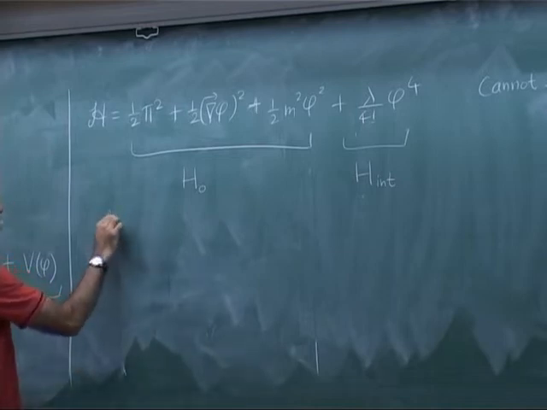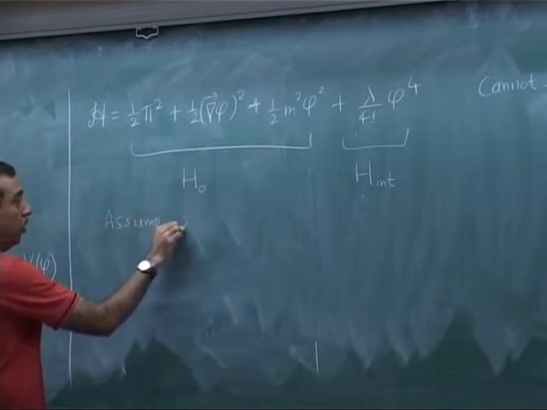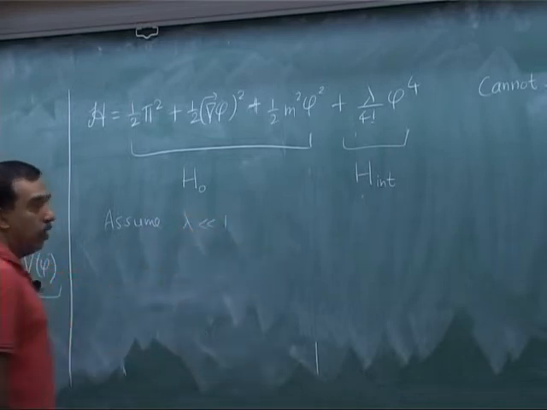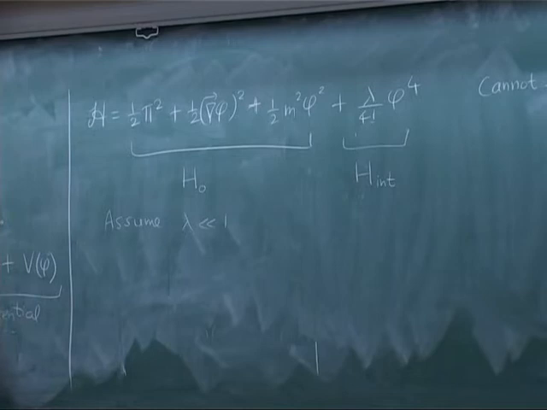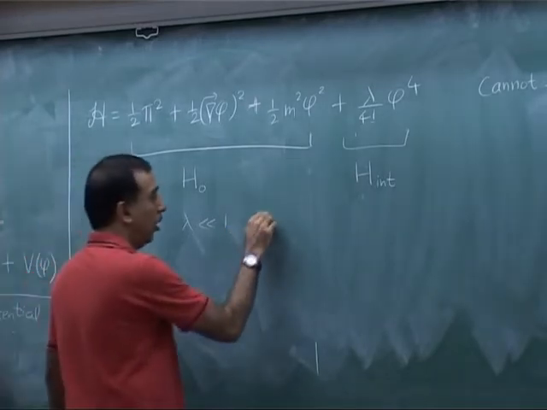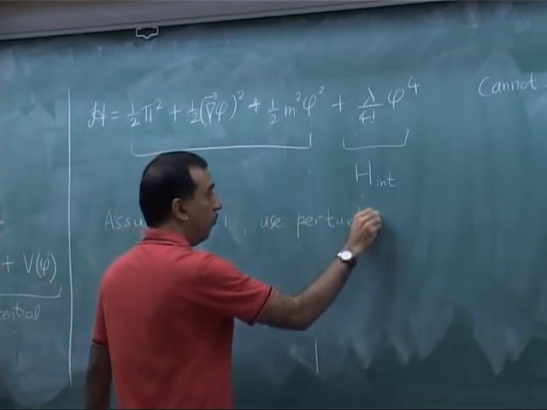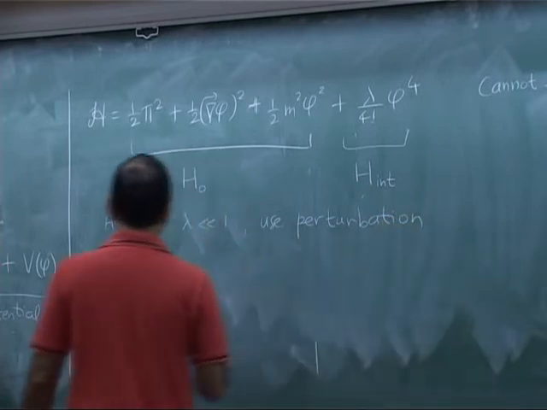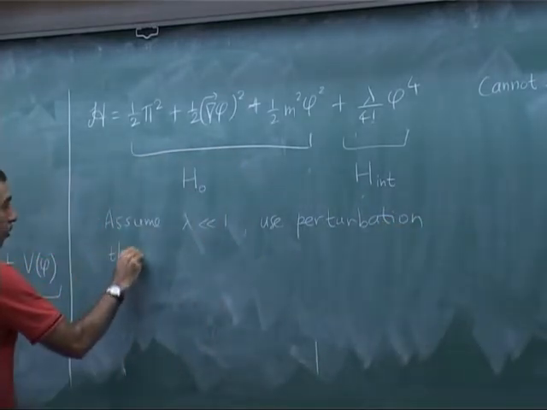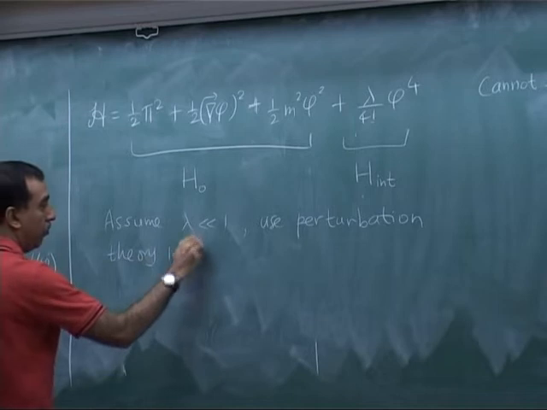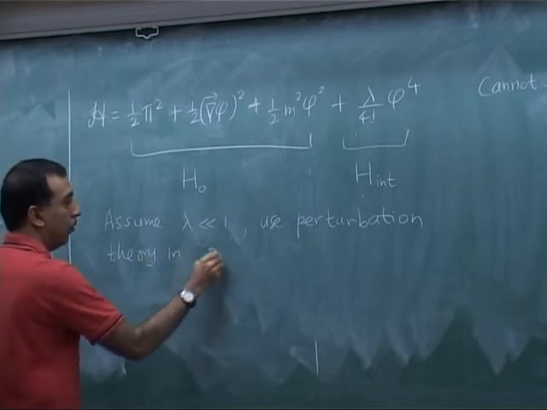Okay. And assume lambda is much less than 1. Lambda is a dimensionless constant governing the interaction. So we assume it's less than 1 and use perturbation theory in lambda, in powers of lambda.